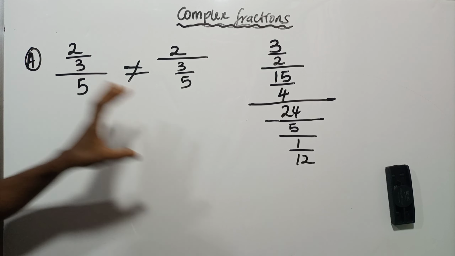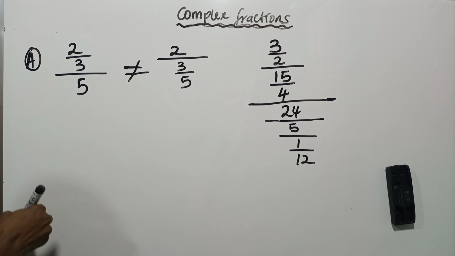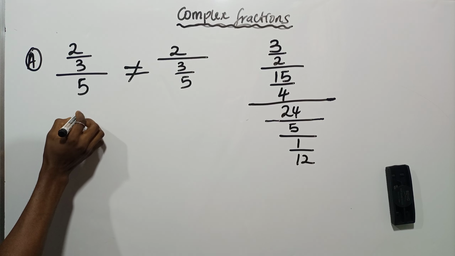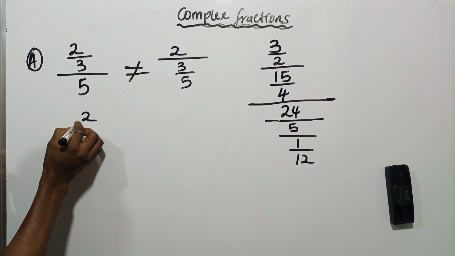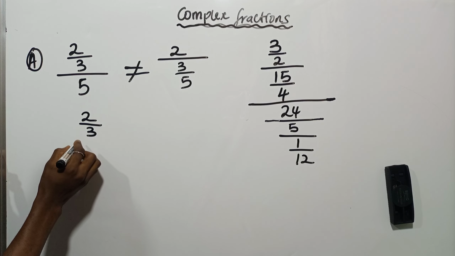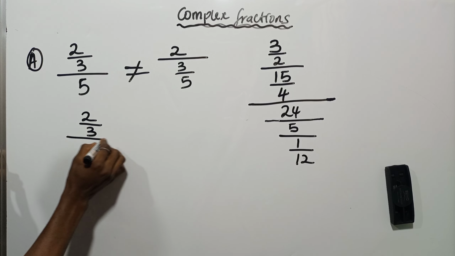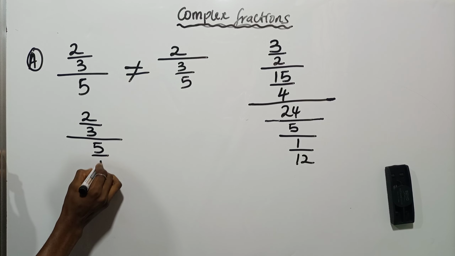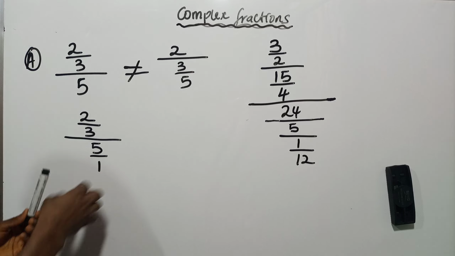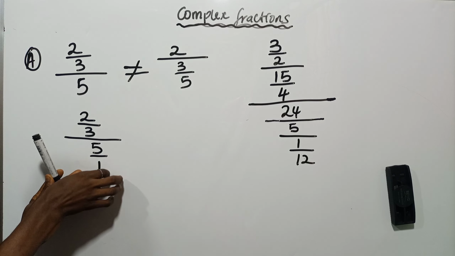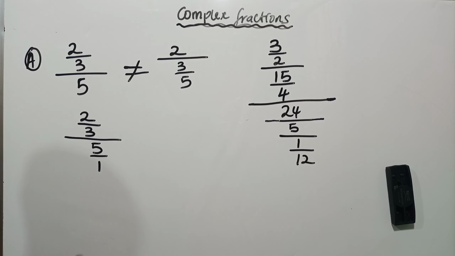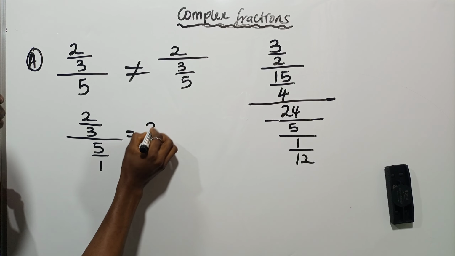So let's solve this one and move over to this one. So this thing, whenever you have a fraction upon a number, it will be 2/3. Then all over 5 all over what? 1. You understand? You put 1 on top. If there is no fraction there, you just do what? Put 1 under. You understand?